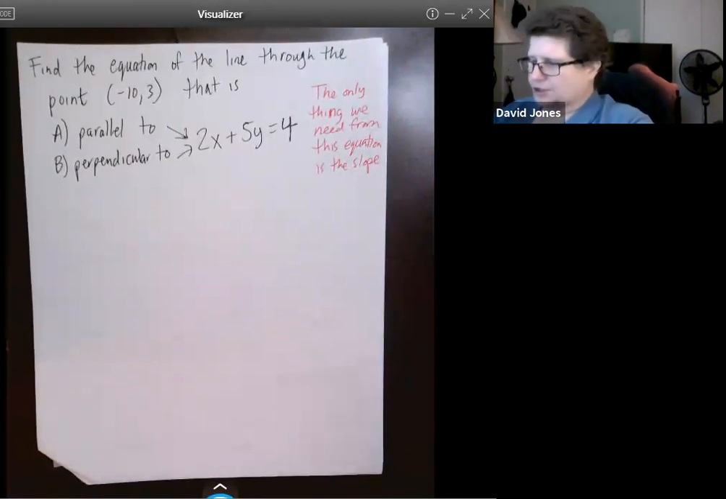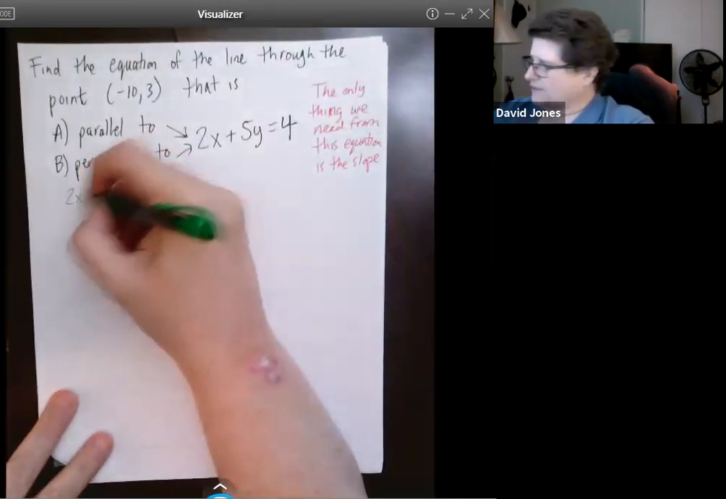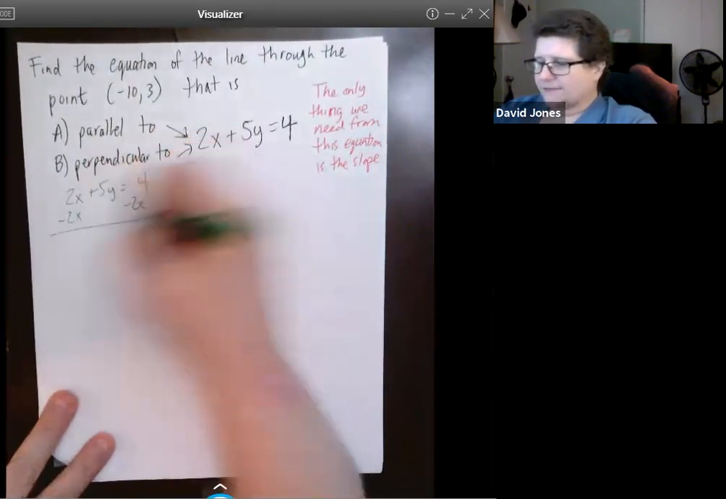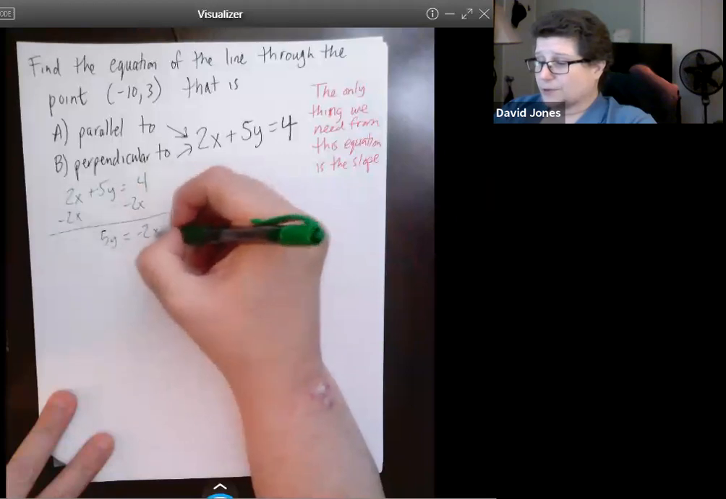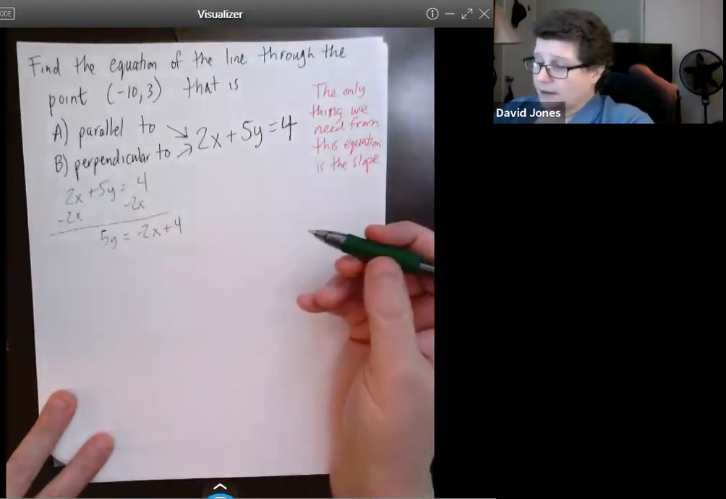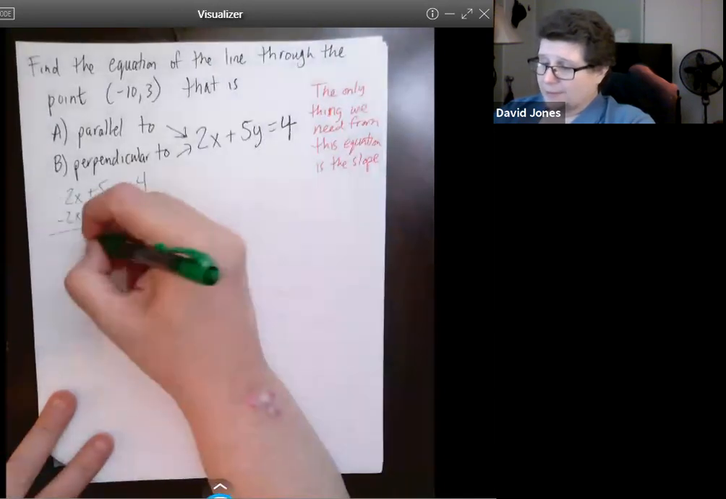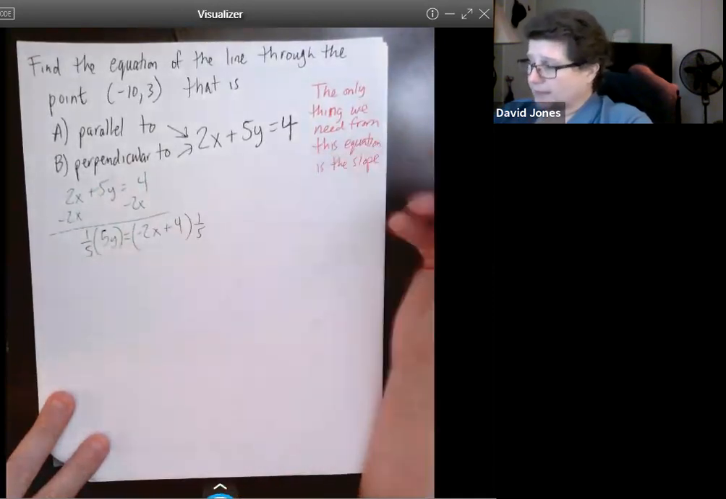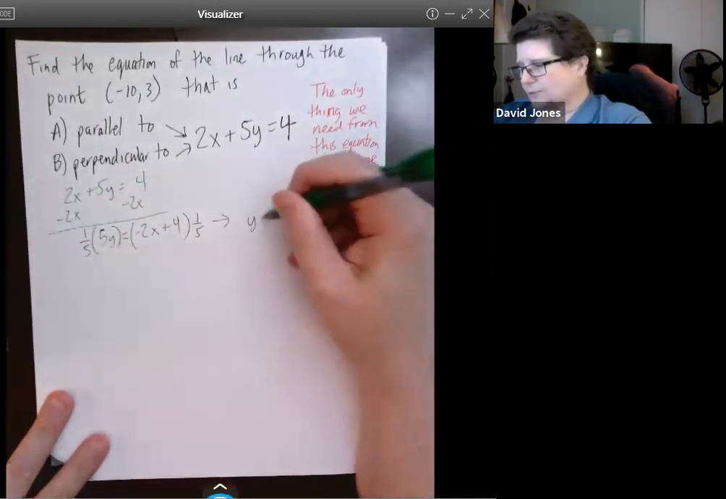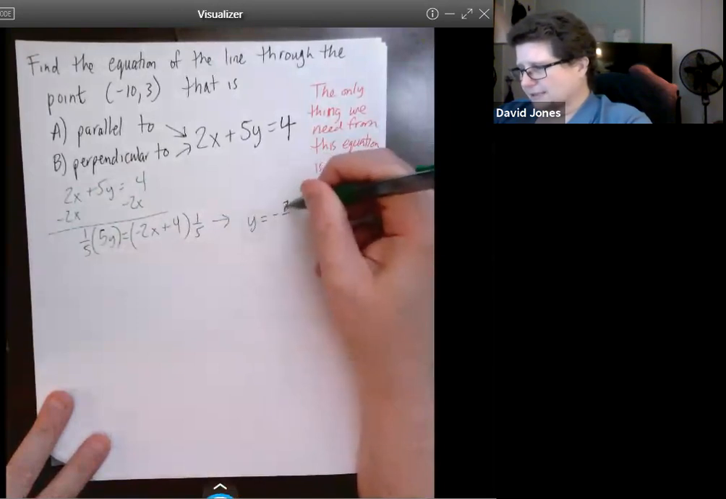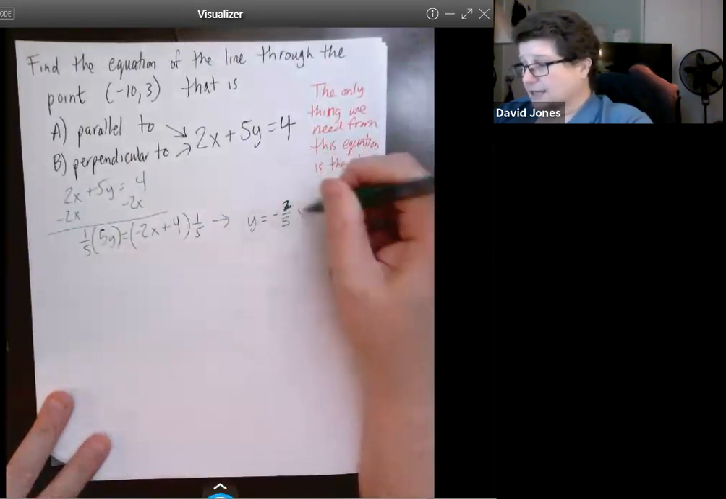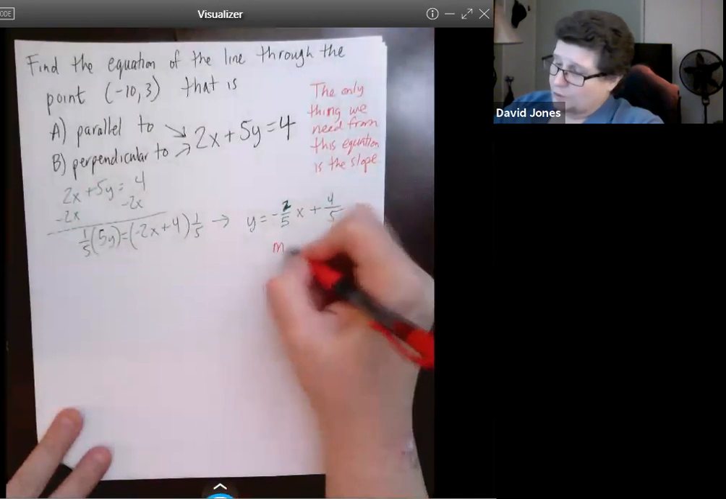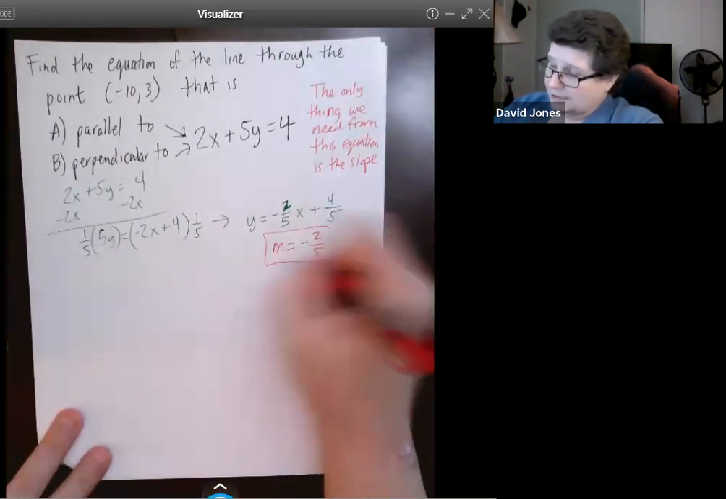All right, I'll assume that you did. So I've got 2x plus 5y equals 4. Subtract 2x from both sides, and I get 5y equals -2x plus 4. I can either divide by 5 or multiply by 1/5 on both sides. If I do that, I get y equals -2/5 x plus 4/5. All I need from this is the slope, m equals -2/5. All right?